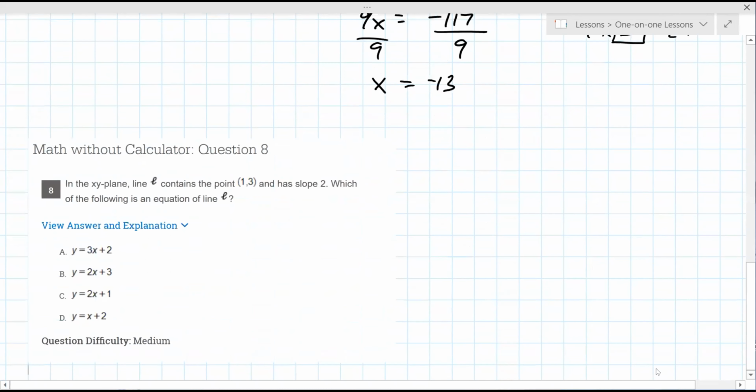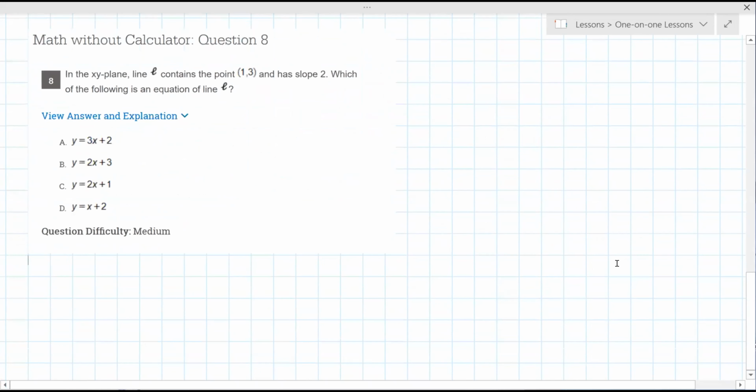All right. So this one says, in the xy plane, line L, which we don't have, contains the point (1, 3) and has a slope of 2. Which of the following is an equation of the line L? When it says that, you have to look at the answers. Notice that all of these are in slope-intercept form.